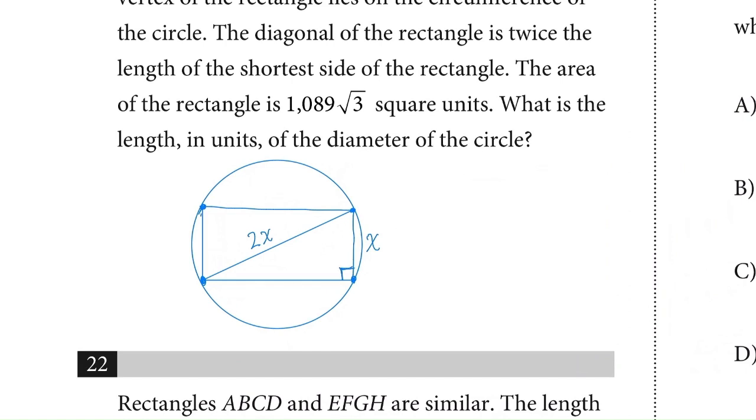We know that a rectangle is going to have a 90-degree angle here. We also know that when the sides are in the ratio for a 30, 60, 90 triangle, we have 1, radical 3, and 2. It tells us that the area of the rectangle is 1089 radical 3 square units. So that tells us that 1089 radical 3 equals length times width, and we're calling x our width here.